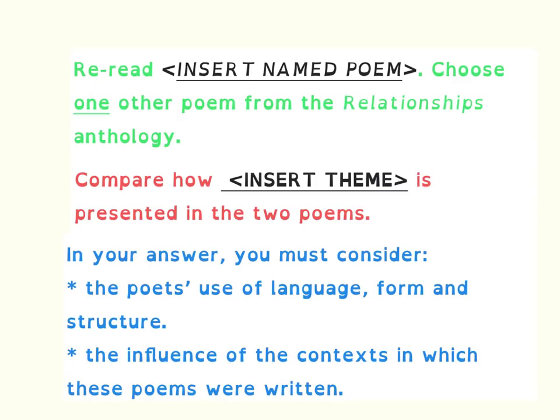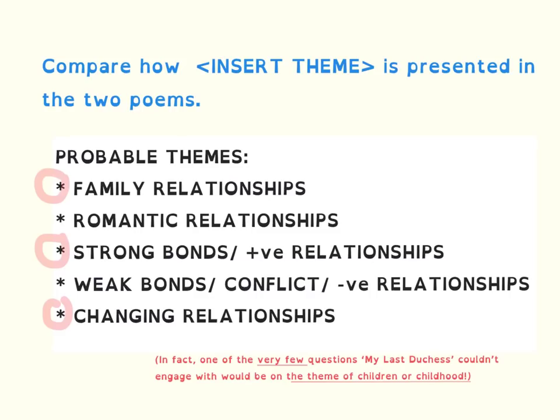This should be pretty familiar to you by now. It's roughly the framework that the anthology poetry question will take. Reread, insert whatever poem it is, choose one other poem from the relationships anthology. Compare how, insert the theme, we've looked at five haven't we, is presented in the two poems. In your answer you must consider the poet's use of language, form and structure, the influence of the context in which these poems were written. And as I've shown, probable themes ripe for inclusion in an exam question are recapped below. They all link to My Last Duchess.